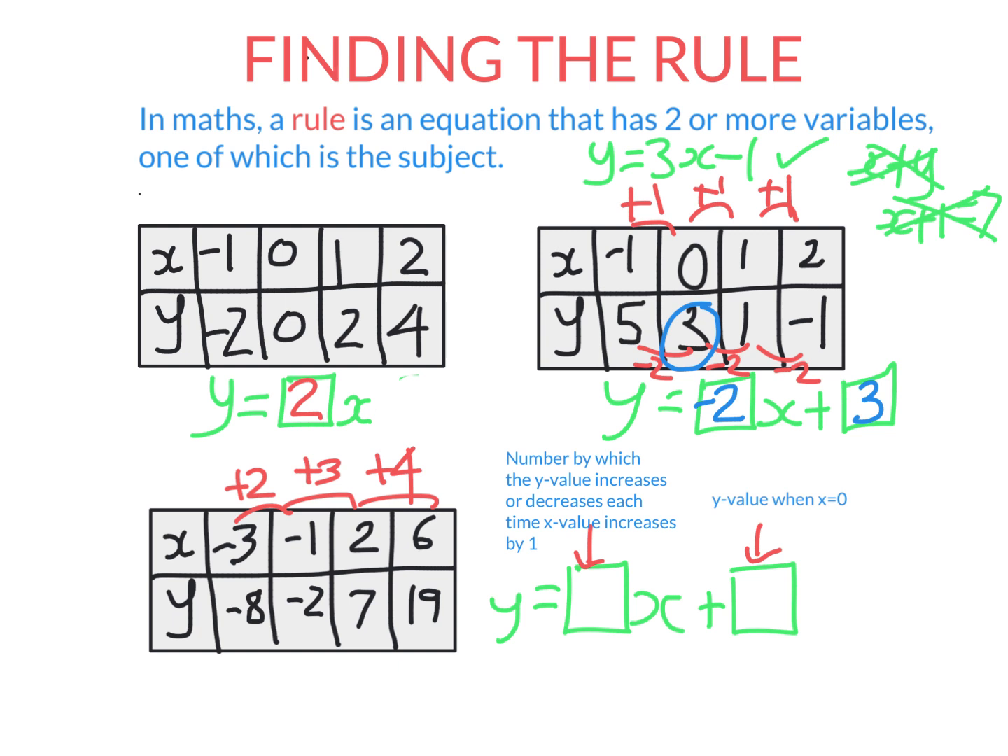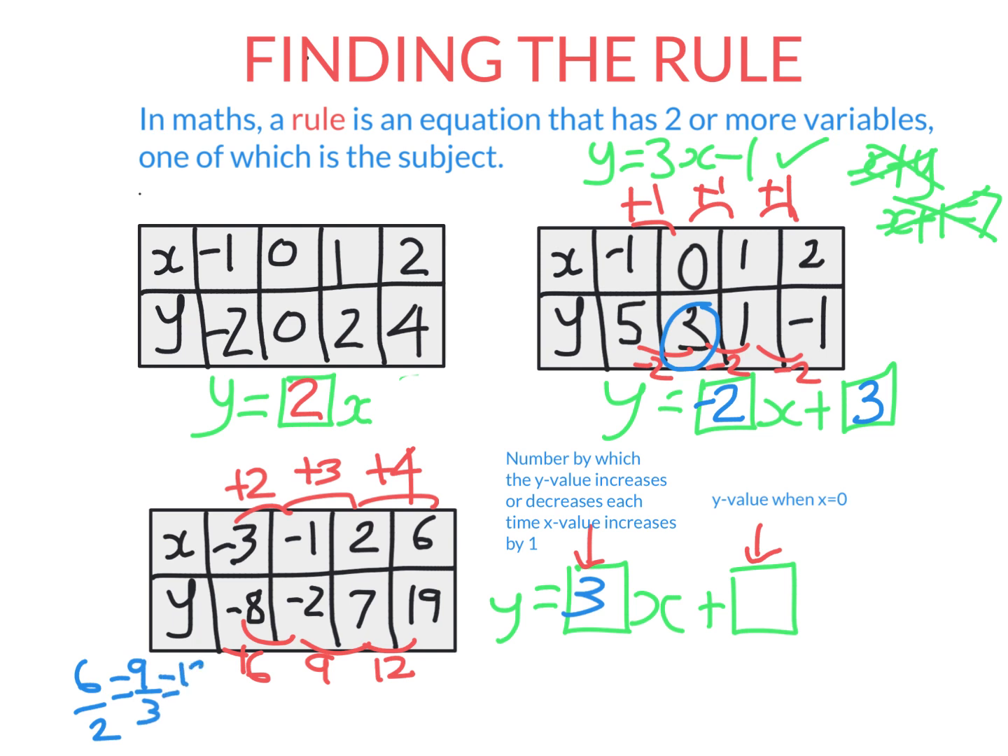So let's figure out what that is. How much would y go up or down by if x just went up by 1? Well, when x goes up by 2, y goes up by 6. When x goes up by 3, y goes up by 9. When x goes up by 4, y goes up by 12. You can see here, whatever x goes up by, times it by 3, that's the amount by which y increases. So that number that goes in the first box is 3. It's 6 over 2, or 9 over 3, or 12 over 4.